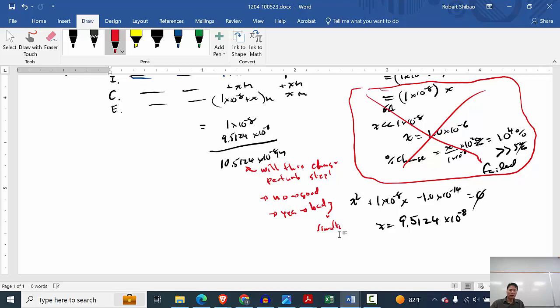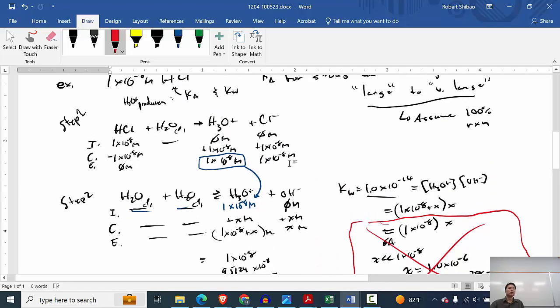So how can I tell if that's going to perturb it? Well, we can just use Le Chatelier's principle. If I plug it in here, so I increase the hydronium, which way does the equilibrium shift? To the left. So it just perturbed it. It perturbed it, but HCl is a one-way reaction. This only goes one way, forward.